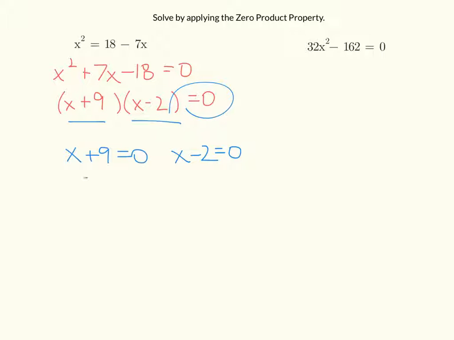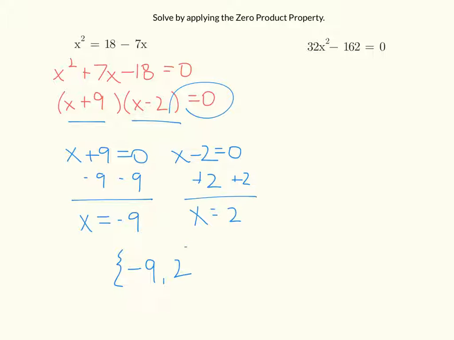All right, let's subtract 9 from both sides to solve for x. One of our solutions will be negative 9, and over here, we're going to add 2 to both sides. Our other solution is 2. The way we write this is the solution set containing negative 9 and 2.